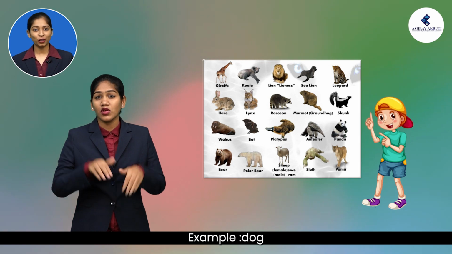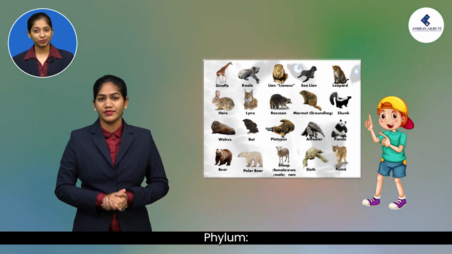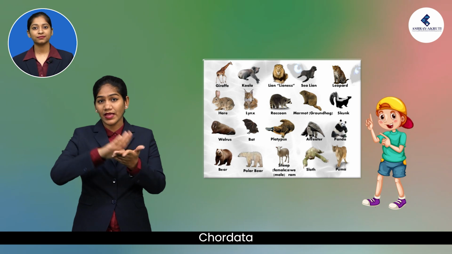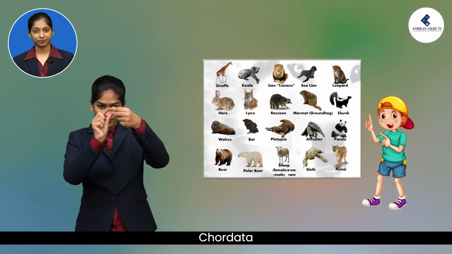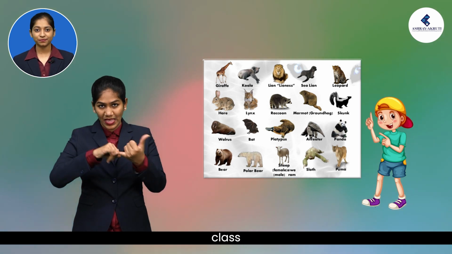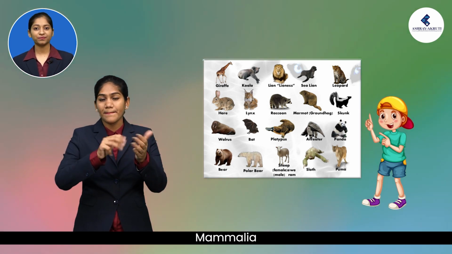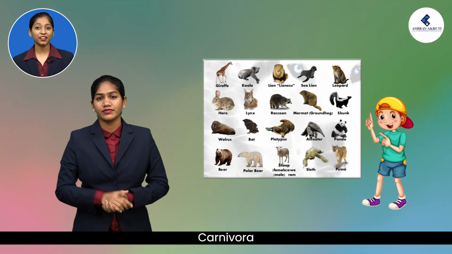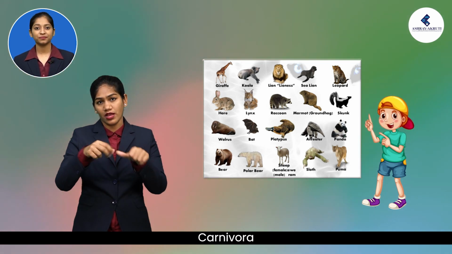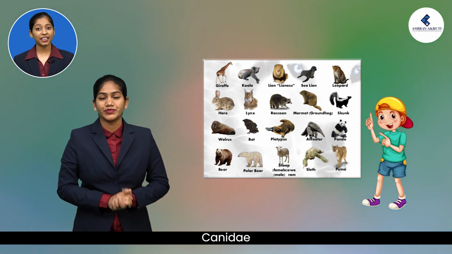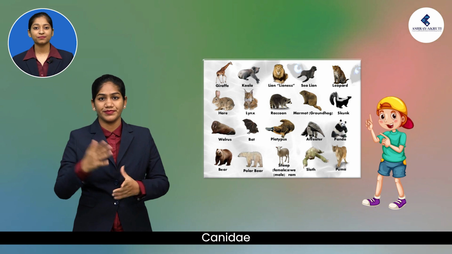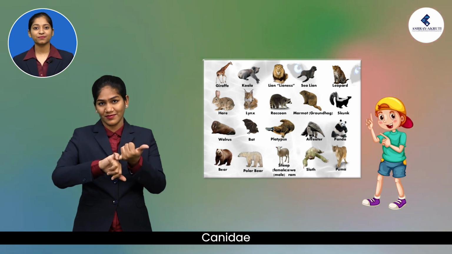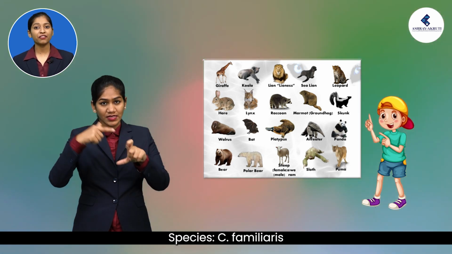Example, dog belongs to phylum Chordata, class Mammalia, order Carnivora, family Canidae, genus Canis, species C. familiaris.